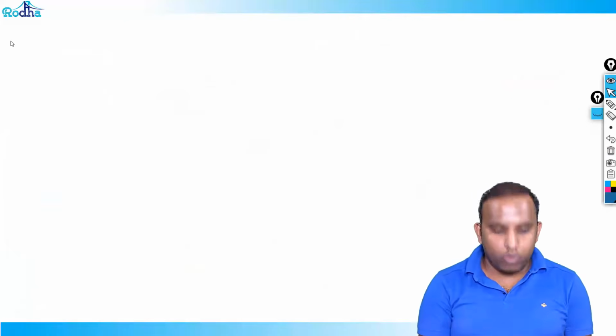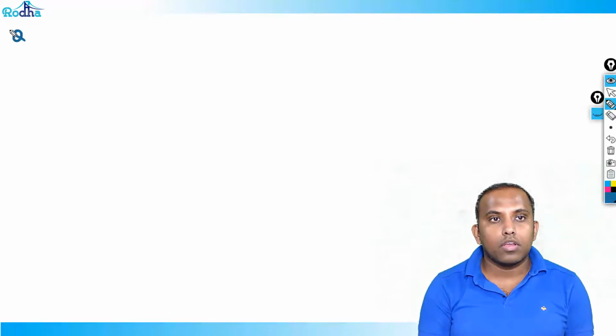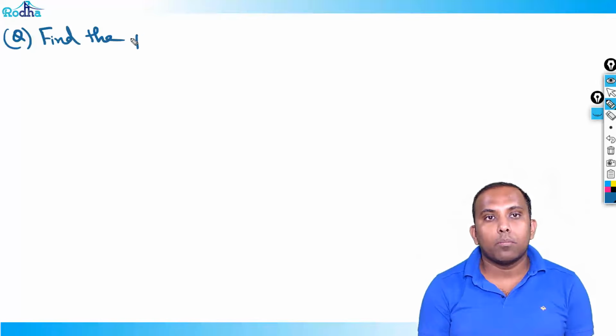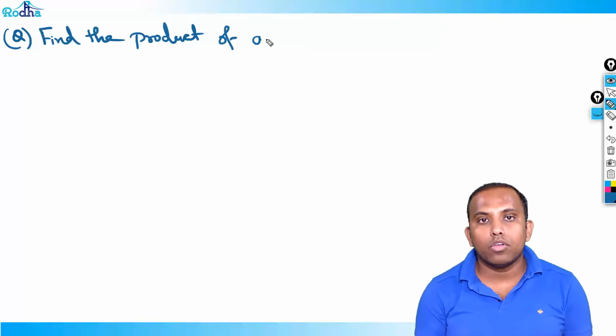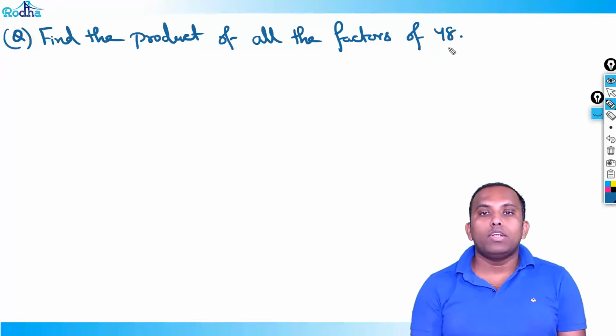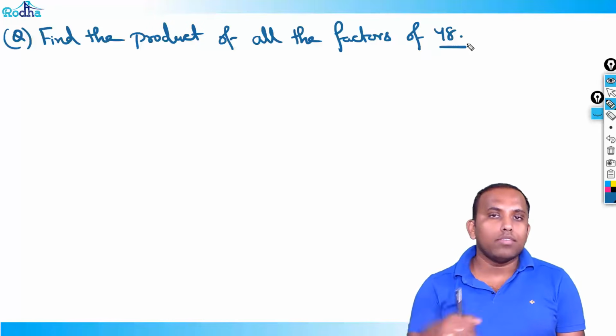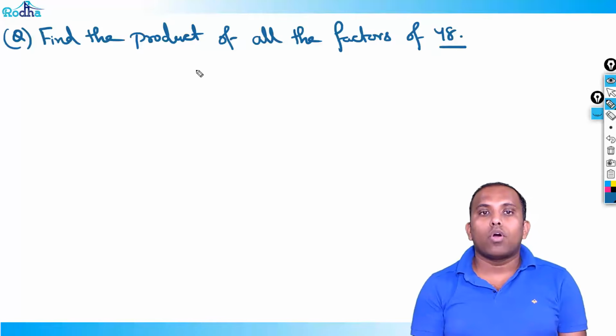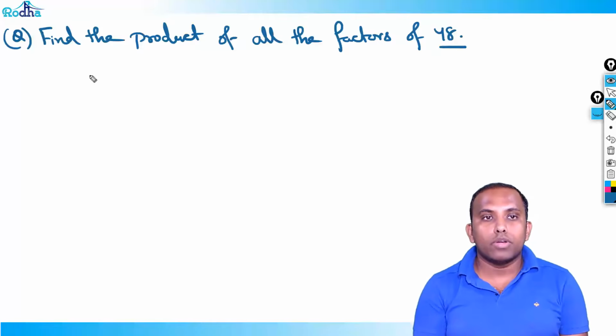If I write the same question as now, the question which takes the same number, I'll change the question to: find the product of all the factors of 48. Again, two cases we'll discuss. One is perfect square, one is non-perfect square.